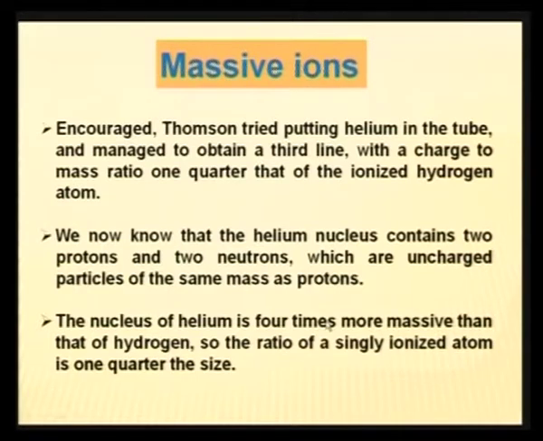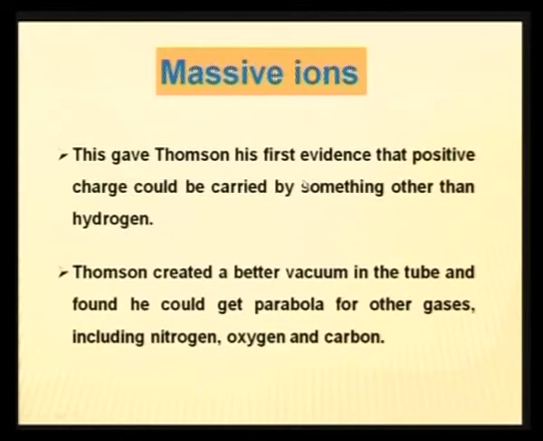The nucleus of helium is 4 times more massive than that of hydrogen. So the ratio for the singly ionized atom is 1/4 the size. This gave Thomson his first evidence that positive charge could be carried by something other than hydrogen. Hydrogen alone will not give positive rays, but you can have positive rays of the hydrogen molecule. When you knock off one of the electrons, the hydrogen molecule becomes an ion.